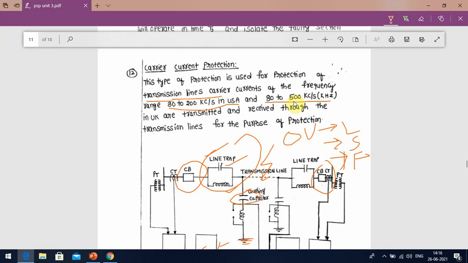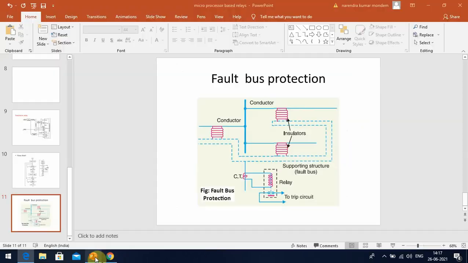And in the last class we discussed busbar protection. In that, one more topic is fault busbar protection or frame leakage protection. Now we will see that one. So this is the fault busbar protection or frame leakage protection. So this is the figure. The figure shows fault bus protection. So this is the fault bus, and this is the busbar. This is the actual busbar.